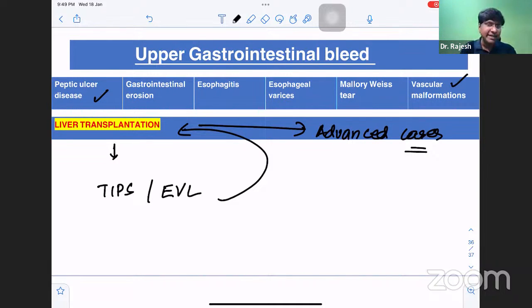And how will you prevent rebleeding? That is by giving non-selective beta blockers, propranolol or nadolol. Along with these non-selective beta blockers, you should also do esophageal variceal ligation. And whenever there is diffuse liver involvement or end-stage liver disease, liver transplantation should be done. But before doing liver transplantation, you should do TIPS or band ligation to control the bleeding. Okay, so this is about the important emergency, upper gastrointestinal bleed, and how you will manage it.